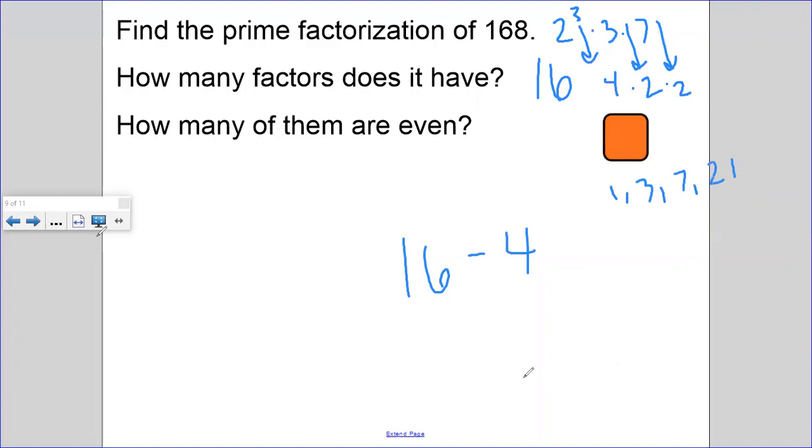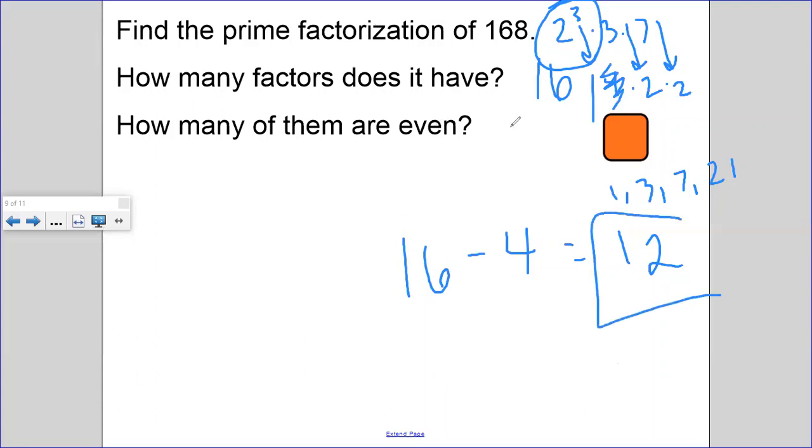How do I know a factor is not even? What does that mean if something's not even? It's odd. But what does it not contain? 2. Yeah, it has no multiples of 2. So we essentially just get rid of any multiples of 2. And so that means this becomes just 1. And so we can do 16 minus 4, which gives us 12.